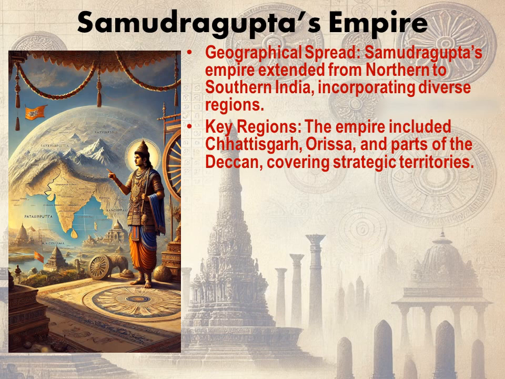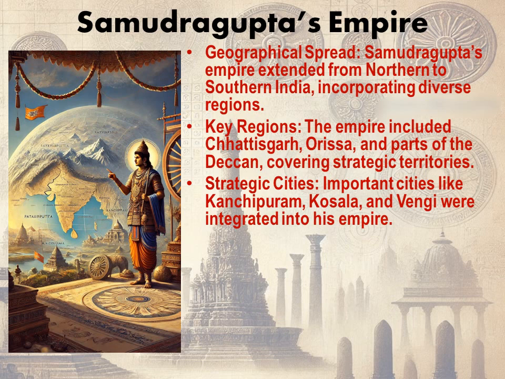The empire included Chhattisgarh, Orissa, and parts of the Deccan, covering strategic territories. So, parts of the Deccan, Chhattisgarh, and Orissa were very much under the rule of Samudragupta, and thus we get to understand the strategic prowess of the emperor.